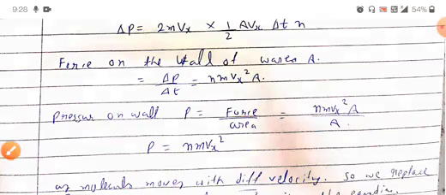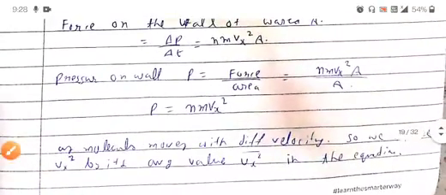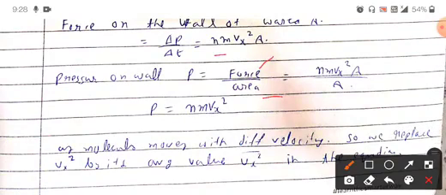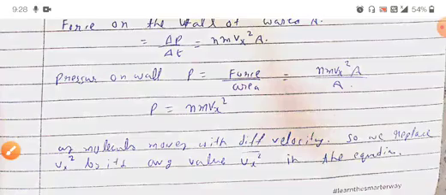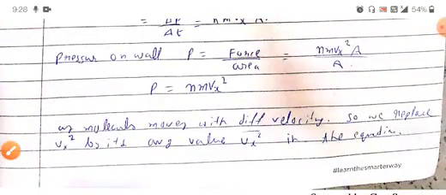Now we want to calculate the pressure on the wall. So pressure is equal to force upon area. So this quantity is divided by A. So A to A will be cancelled out. The quantity remaining will be nm vx square. This is the pressure exerted by the molecules on the wall.